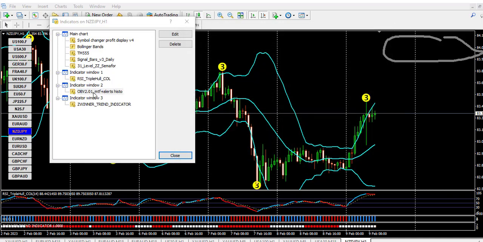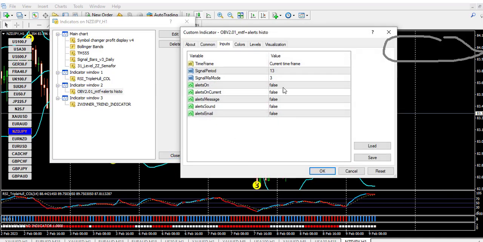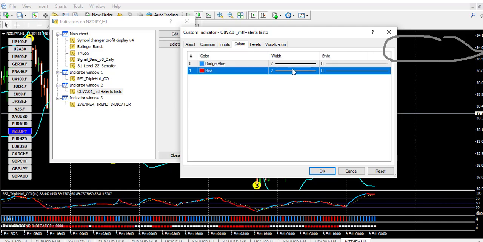So the other indicator here is the OBV2 indicator, and these are the setting. Signal period is 13 and signal MA mode is 3. Current time frame is current time frame. So you can change the color. This is what I am using.